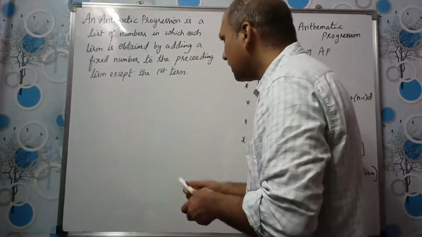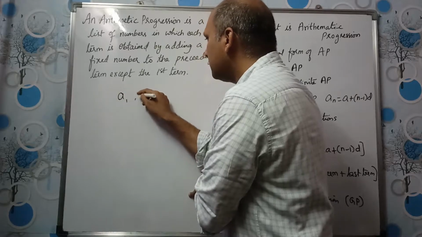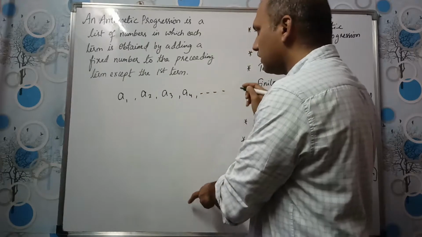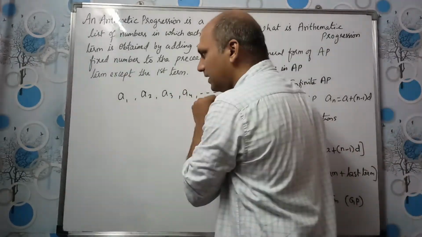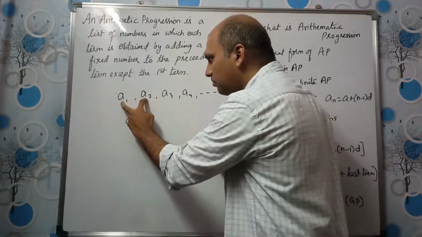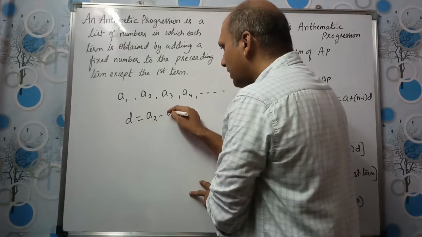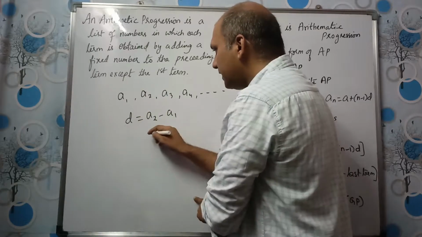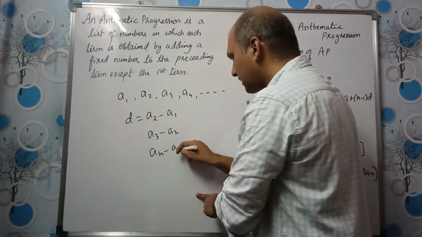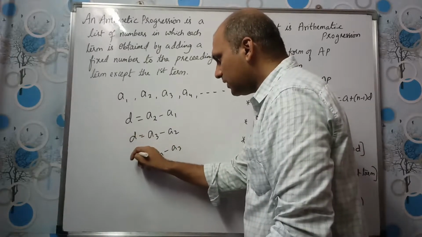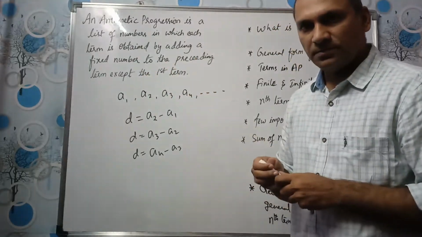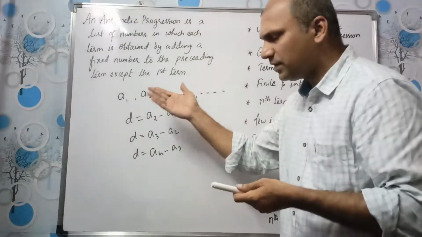For example, let us say this is A1, A2, first term, second term, third term, fourth term, and so on. Let us say this list is in AP. To get the value of common difference D, what should we do? Second term minus first term, that is A2 minus A1, or A3 minus A2, or A4 minus A3. All this will give us the common difference, provided this series is in AP. If the series is not in AP, the differences will be different.